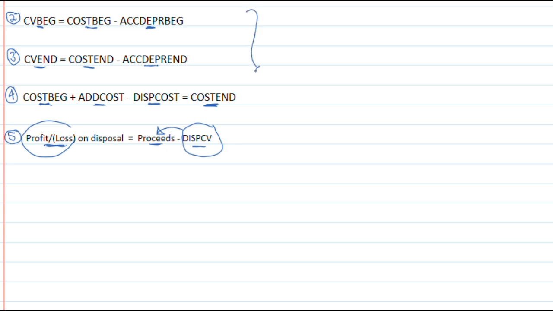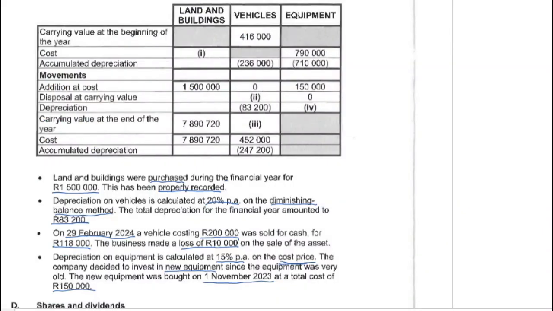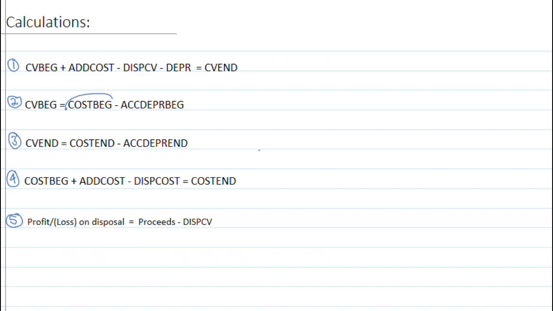You must be able to manipulate all these equations in order to solve the missing figures in the fixed asset note. Let me show you how. For land and buildings, we are required to calculate the cost at the beginning of the year. If we look at our equations, we see that there are two of them which have cost at the beginning of the year. Equation number 2 and equation number 4.